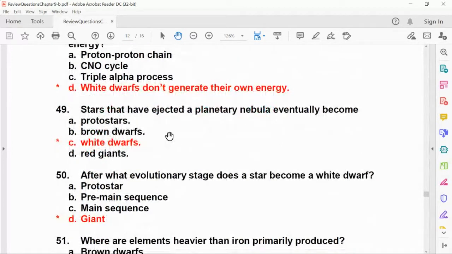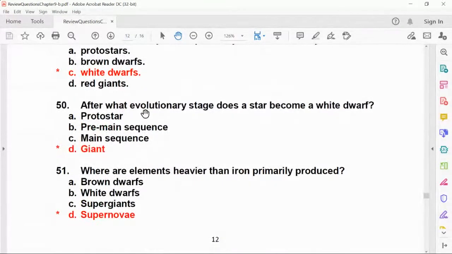49, stars that have ejected planetary nebula eventually become white dwarfs. So the name here is basically planetary nebula. It's for the stars that eject. After what evolutionary stage does a star become a white dwarf? Giant.